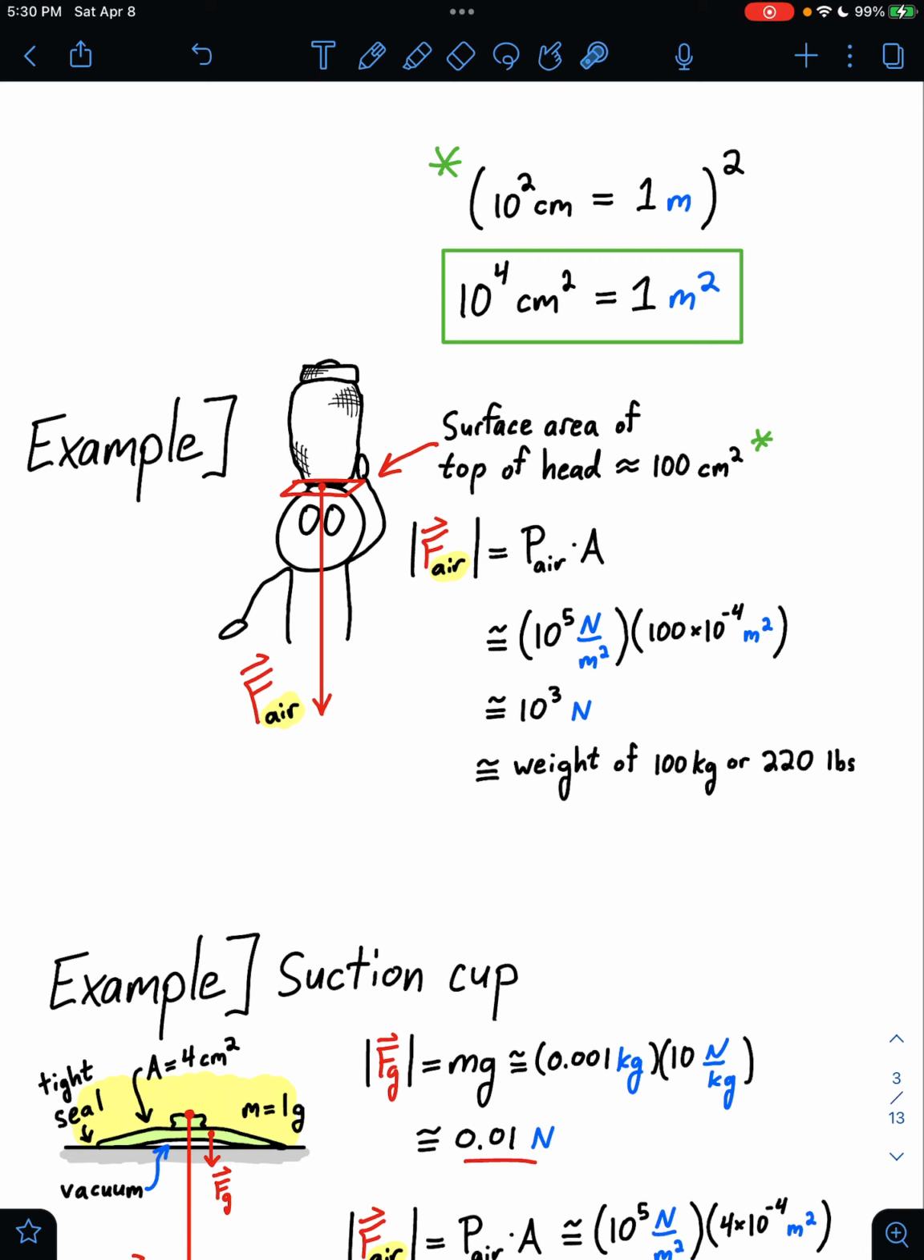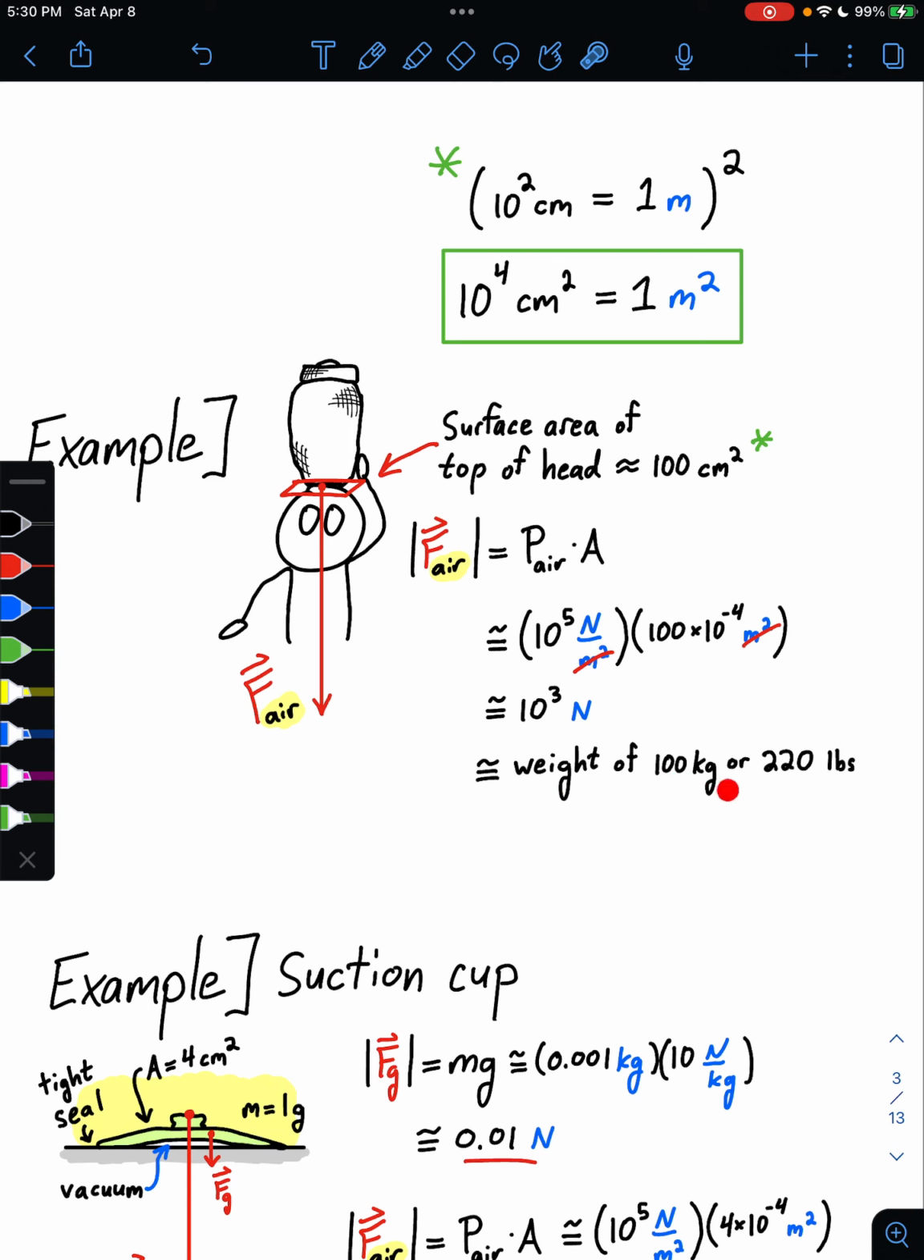Then the force of air pressing down on the top of your head right now is given by the air pressure in the room, which is about 10 to the 5th newtons per square meter, times the cross-sectional area of the top of your head. So if that's about 100 square centimeters, then that is about 100 times 10 to the minus 4 square meters. Cancel out our meters squared right there. And that shows that there are about 1,000 newtons pressing down on your head. That's the weight of the air extending up to space that you are holding up right now. You are like a pillar holding up this basket of air.